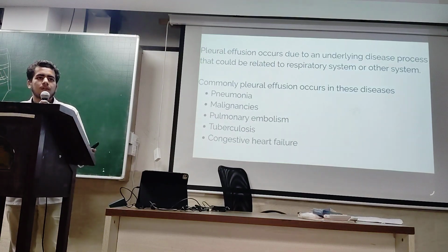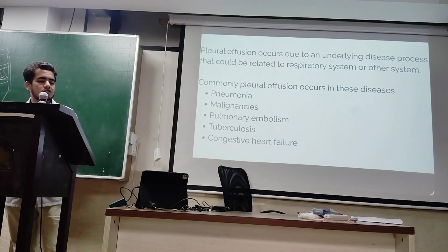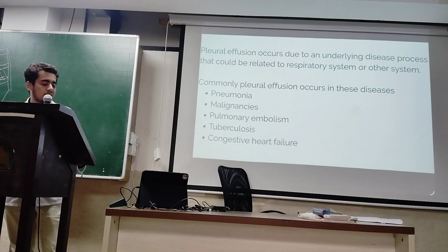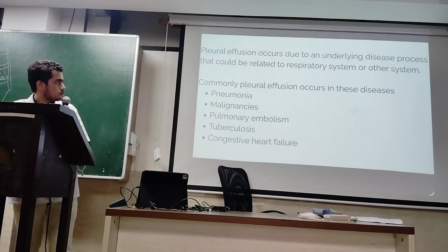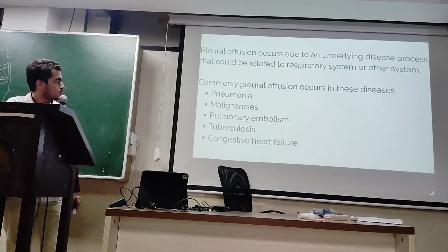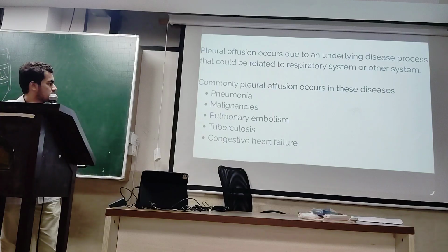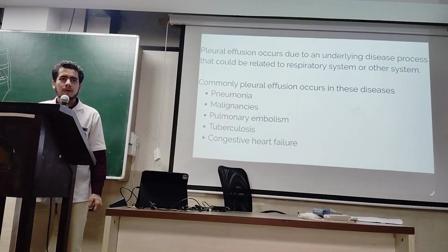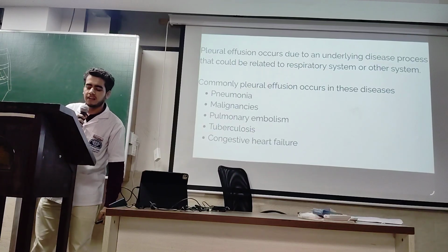The pleural effusion may be due to excessive production of the fluid or reduced absorption of the fluid. The pleural effusion occurs due to an underlying disease process which could be related to the respiratory system or could be related to other systems also. Commonly, the pleural effusion occurs in these diseases: pneumonias, malignancies, pulmonary embolism, tuberculosis, congestive heart failure. That's all from my side. Now, I would like to call others in for mechanism and types of pleural effusion. Thank you.